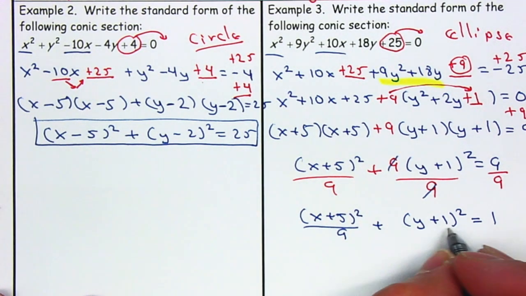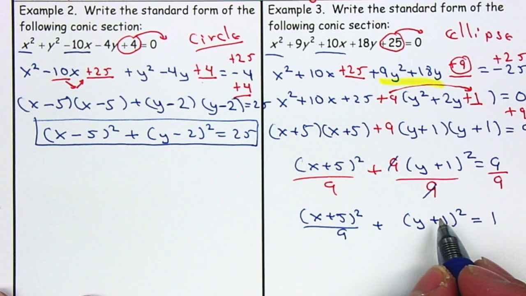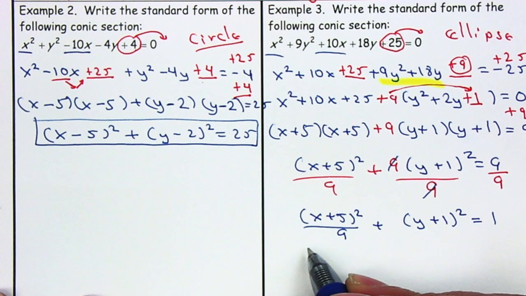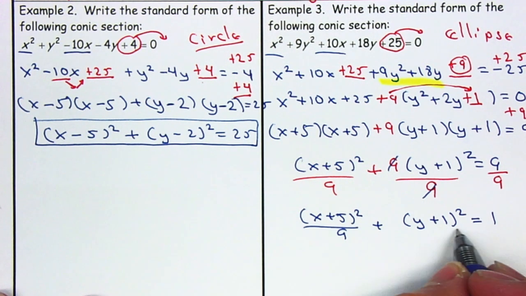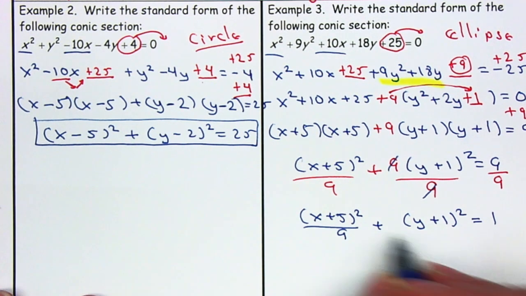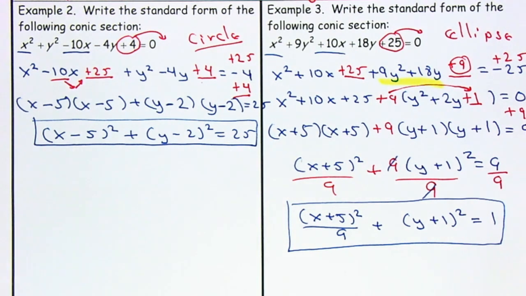Some people will place it as 1 over, so if we want to graph it, the center h and k is negative 5, negative 1. Under the x, there's a 9, so it'll be 3 to the right, 3 to the left. Under the y, there'll be 1, so up 1, down 1, and you can make your ellipse. But for now, we don't have to graph it. We just need to write the equation of an ellipse.